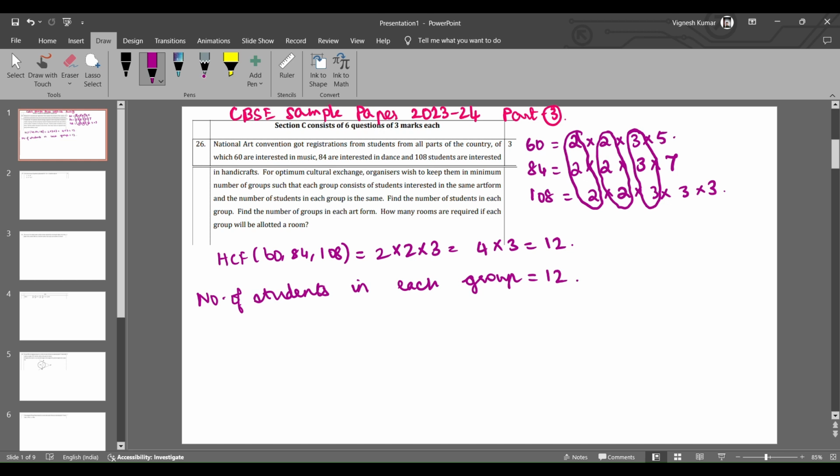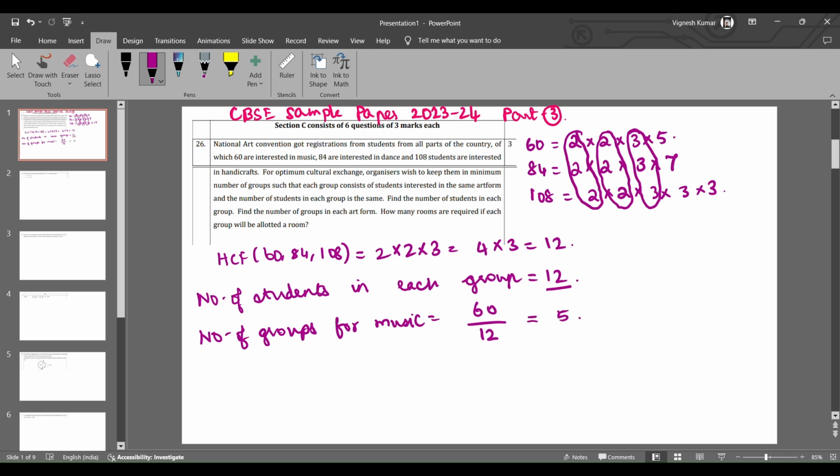Now that we have found the number of students in each group is 12, what is the next question they are asking? Find the number of groups in each art form. Each group consists of 12 members, so we can find the number of groups in each art form. The number of groups for music is equal to 60 divided by 12. Total number of students divided by number of students in each group will give you the number of groups.